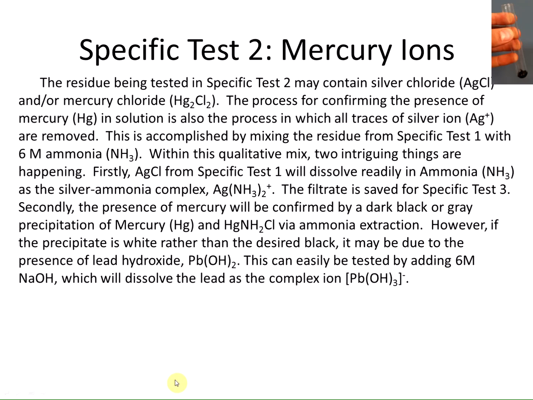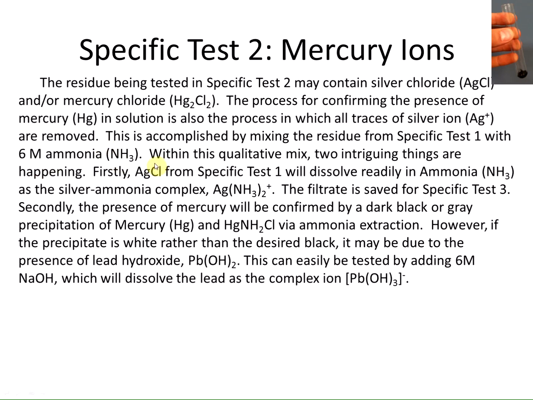Your next test is specific test 2 for the mercury ions. The residue being tested in specific test 2 may contain silver chloride and/or mercury chloride. The process for confirming the presence of mercury is also the process in which all traces of silver ion are removed. So with this test you do 2 things: you dissolve the silver and you also test for the mercury. This is accomplished by mixing the residue from specific test 1 with 6 molar ammonia.